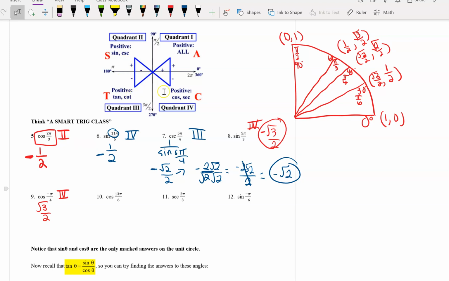In a smart trig class, cosine is positive in quadrant 4. Not that you need to write that little positive symbol, but it's a good reminder to know that it's positive, since it's actually the first positive answer we've gotten.